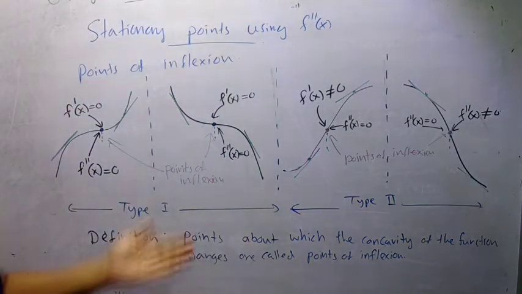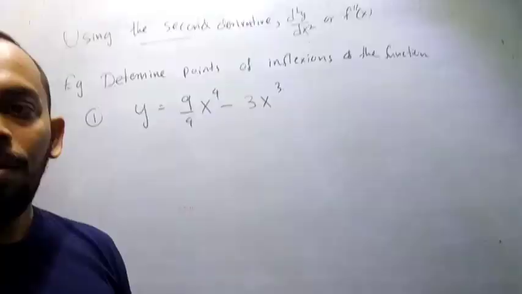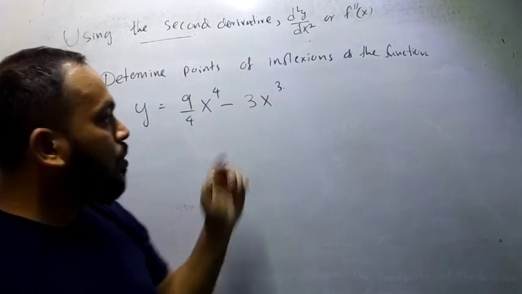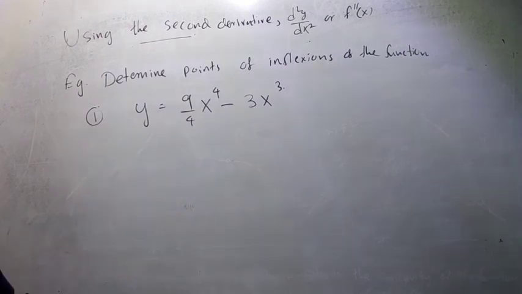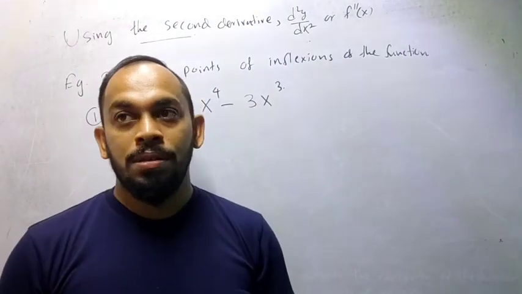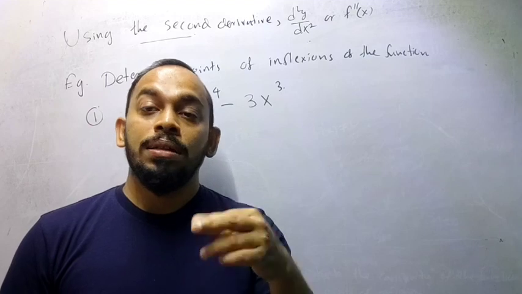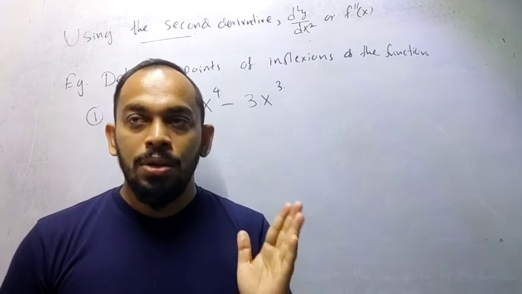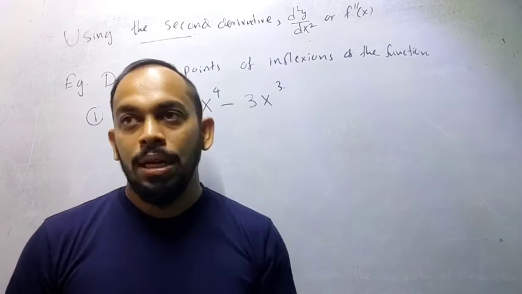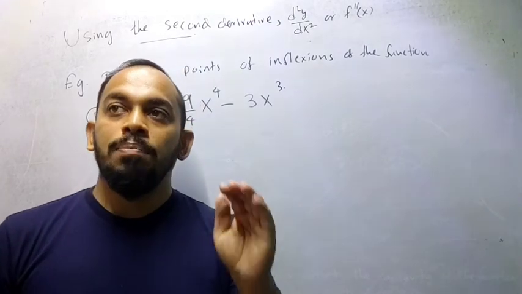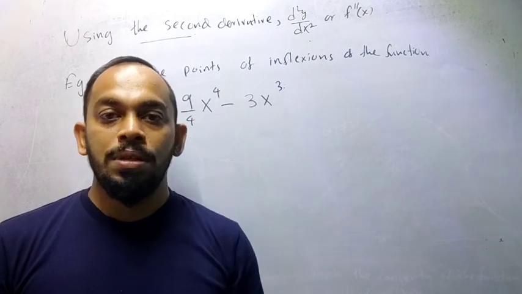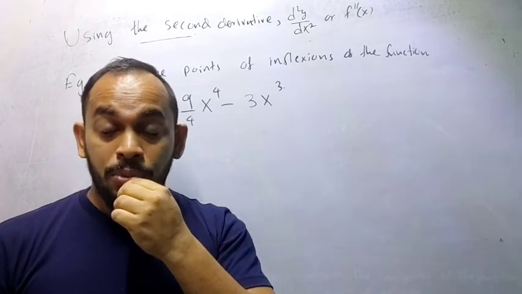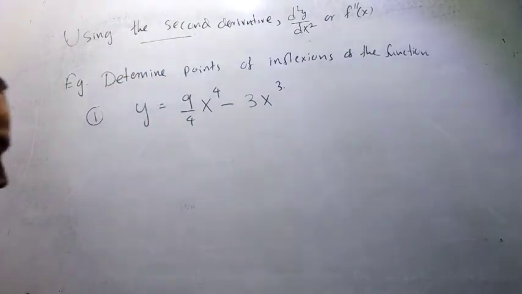So let's do an example. Here's an example. Determine the points of inflection of the following function. To find the turning points, the maximum or minimum points, you can still use the second derivative test, but don't do that in the exam. To find maxima and minima, use the first derivative test. To determine the points of inflection directly, you can use the second derivative test.